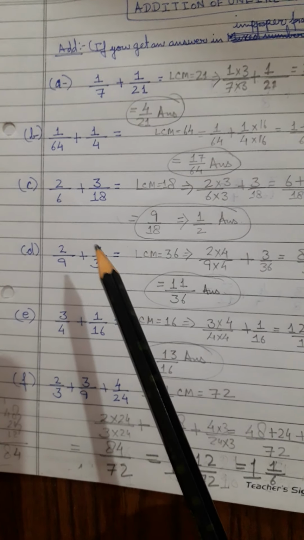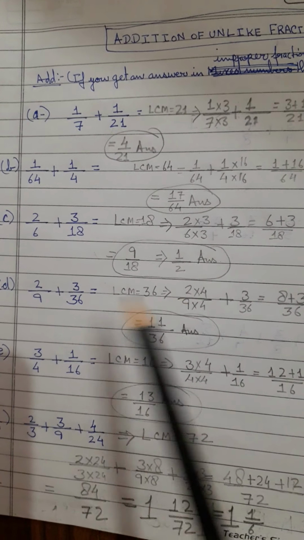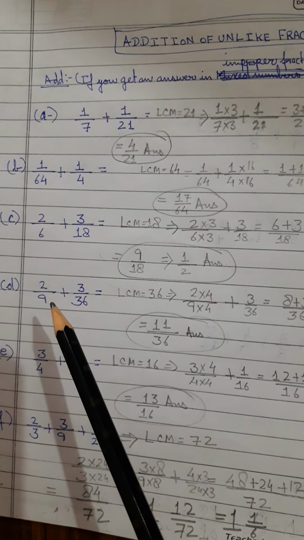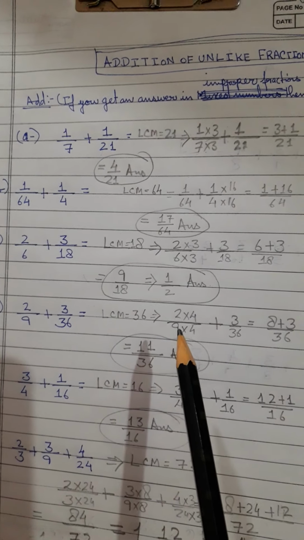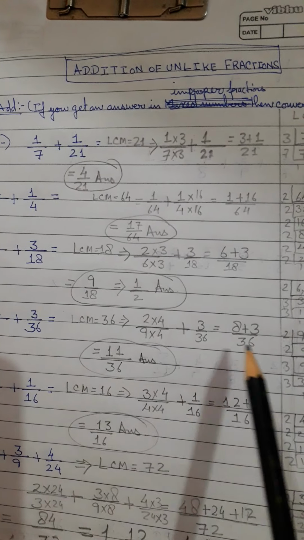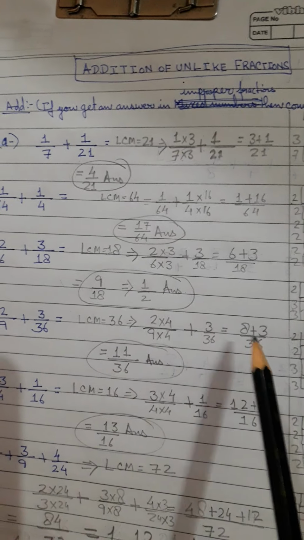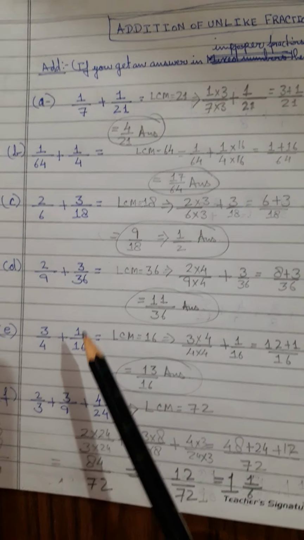2 over 9 plus 3 over 36. So LCM is 36. Now 9 has to be turned into a 36. So you'll multiply the numerator and denominator by 4. 2 into 4 over 9 into 4, so 36. So 2 into 4 is 8. 8 plus 3 over 36, 11 over 36. Now similarly here 3 over 4 plus 1 over 16.